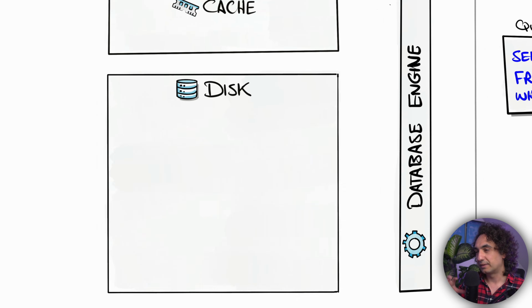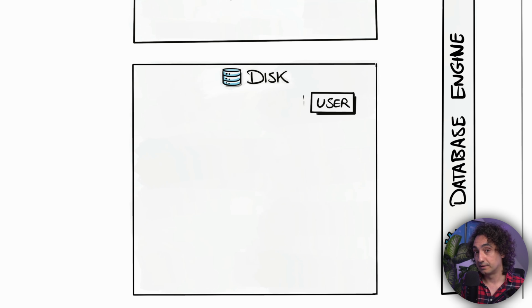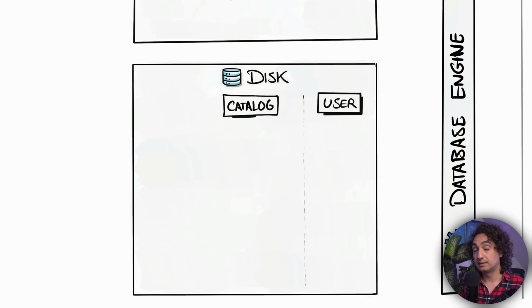Now let's talk about the disk storage. This is very important in databases. There are typically three types of storage areas there. We have the user data, the system catalog, and the temporary data. And each storage type has a different purpose.